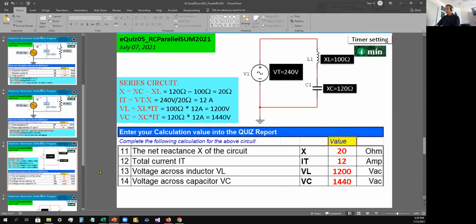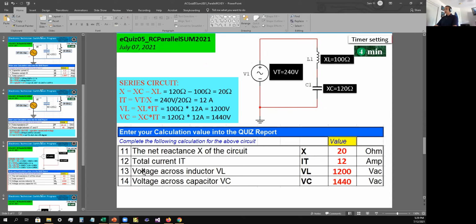Next one. Okay, all right, so this is a series circuit. So this one is L and C. They want to find the net reactance X of the circuit. So it's going to be XC minus XL. So XC minus XL equals 120 ohms minus 100 ohms. That gives you 20 ohms. So the answer is 20 ohms for the net reactance.